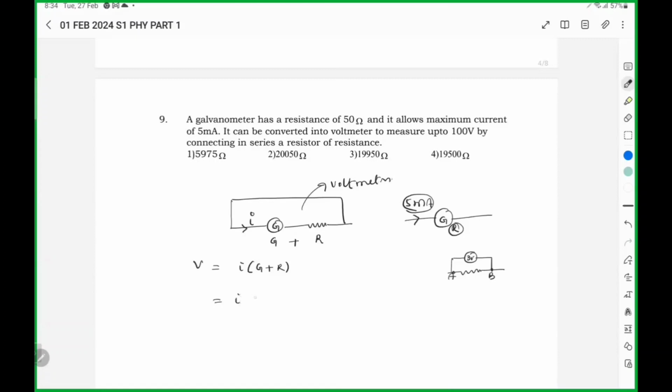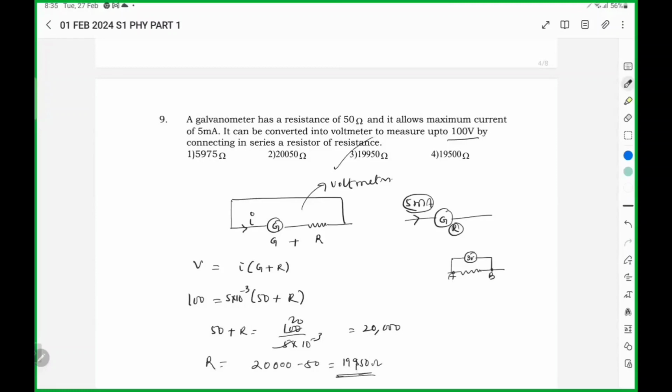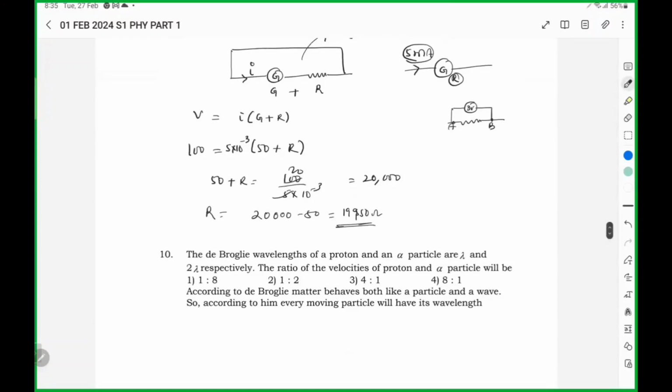So here galvanometer resistance is given 50 ohms and I g is given as 5 milliamperes. We have to measure up to 100 volts. So what will be the resistance which we have to connect? It is 20,000 minus 50, which is 19,950 ohms. That has to be connected in series to measure higher potential difference.